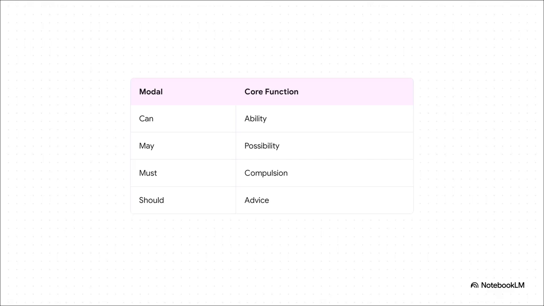Now, modals really don't have to be complicated. You just have to match the vibe of the sentence to the word. Can is all about pure ability. May is used for a gentle possibility or asking permission politely. Should is really just giving friendly advice. But must is for strict compulsion. Like if the sentence is about stopping at a red traffic light, you use must, because following the law isn't exactly just a friendly suggestion.